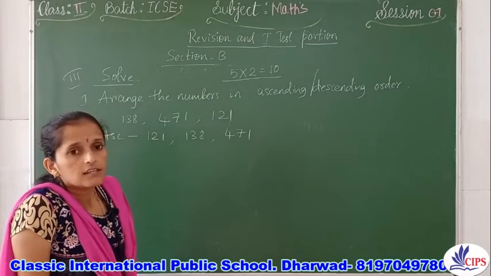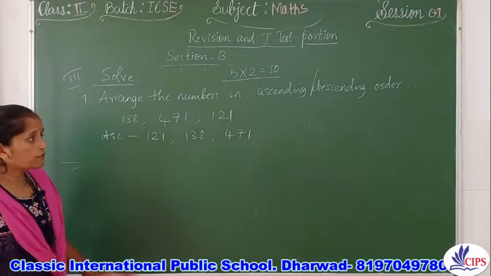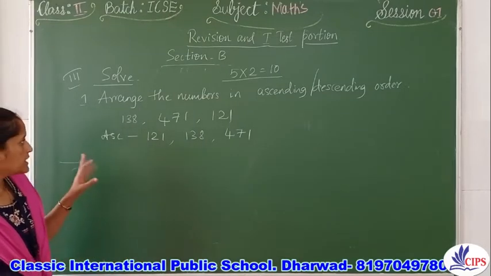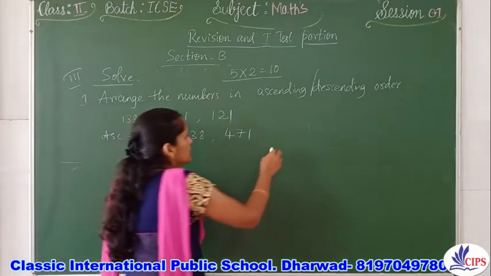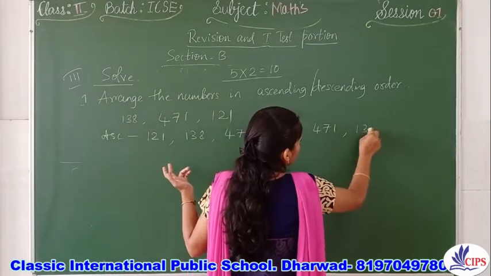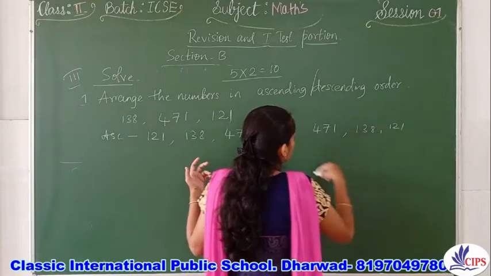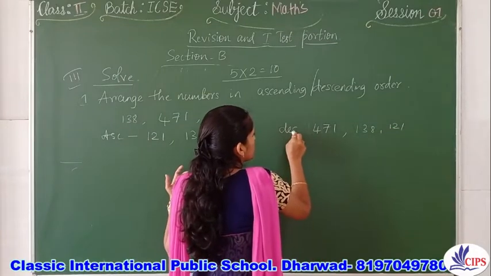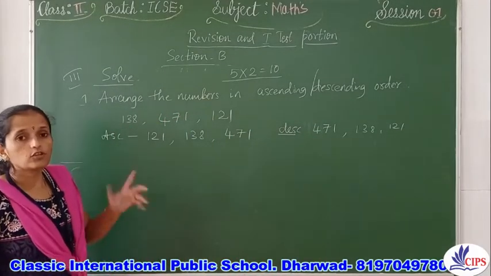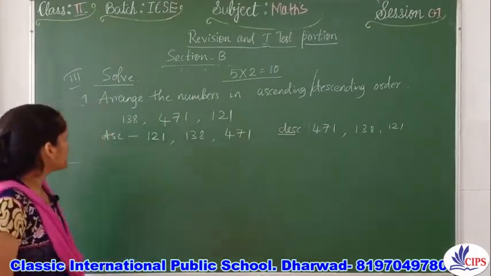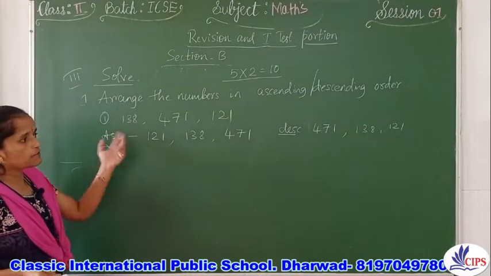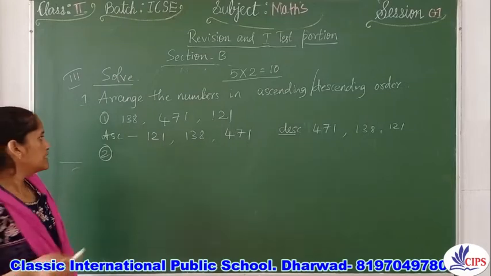Okay, but as I've said, if you are perfect with numbers, any number, then you can easily write. If I write ascending order, the same I can write in a reverse way, that is 471. See, I am writing ulta, 138 and 121. This will be descending. Okay, see, I am showing you both. One more I'll take. I've just taken one example. See, for the same number we are writing ascending and descending.